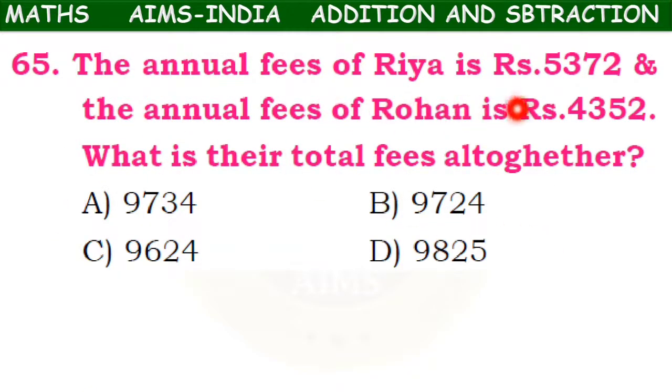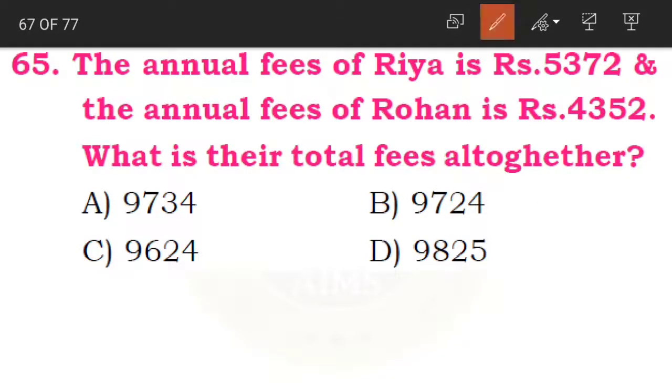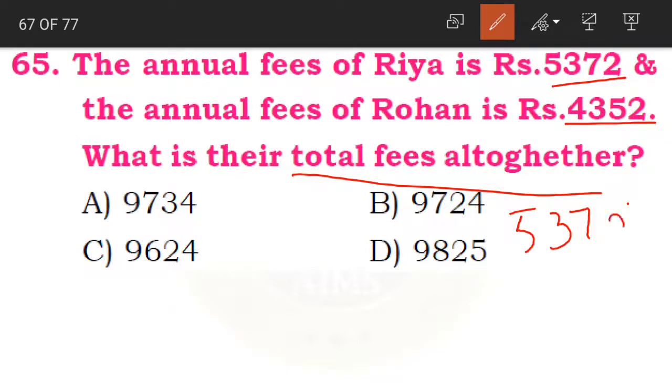So B is wrong. Only A is correct. 65. The annual fees of Riya is 5,372 and the annual fee of Rohan is 4,352. What is their total fees altogether? Very simple, right? They are asking us the total fees. What do we need to do? We need to add the given two numbers.